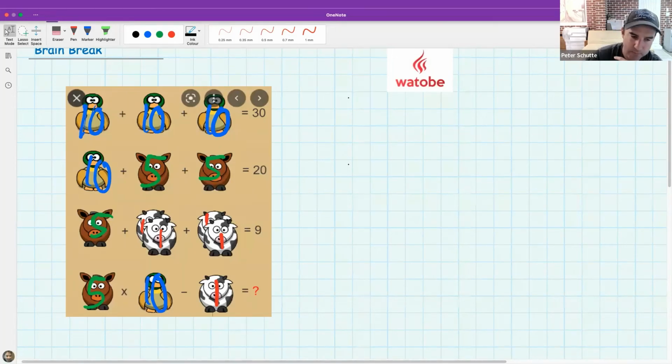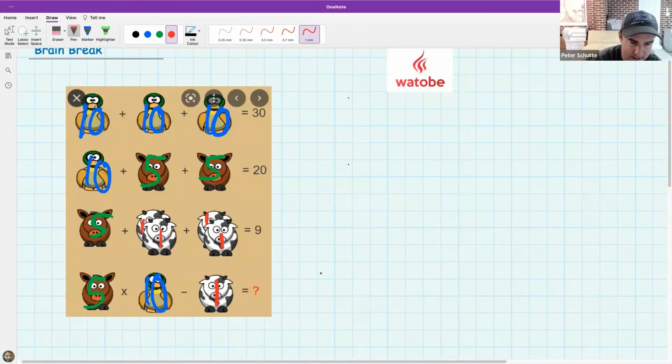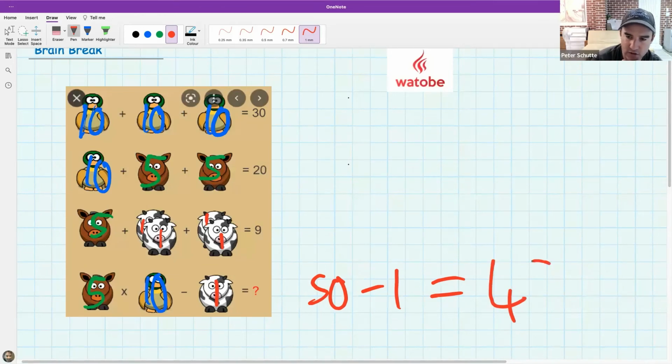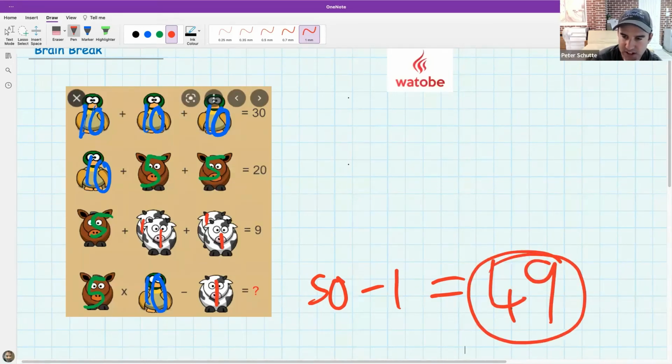Okay, so for me, BODMAS says I must multiply before I subtract. So it gets 50 minus 1, which then gives me a final answer of 49. And I see lots of students have got to that. So well done, guys. Well done.